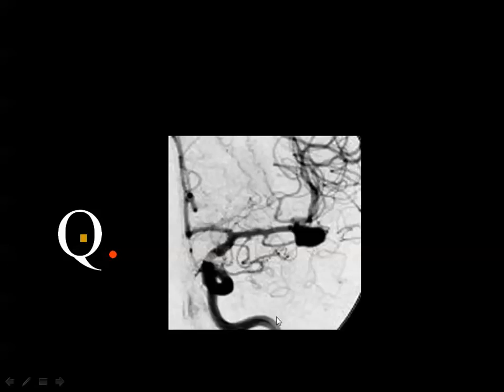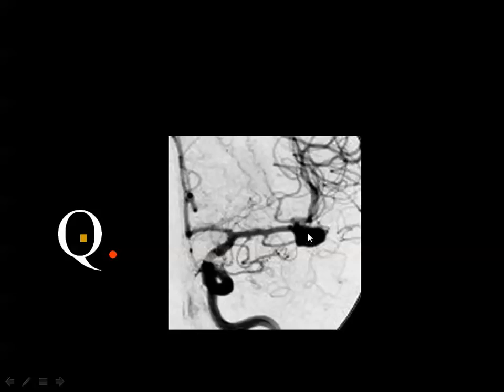Yes, this is DSA angiography of the internal carotid artery on the left side. What do you think? Yes, the saccular aneurysm. You know, we have many different types of aneurysms: the saccular, fusiform, oncotic, mycotic. And this is saccular aneurysm of which branch? Yes, of the middle cerebral artery.